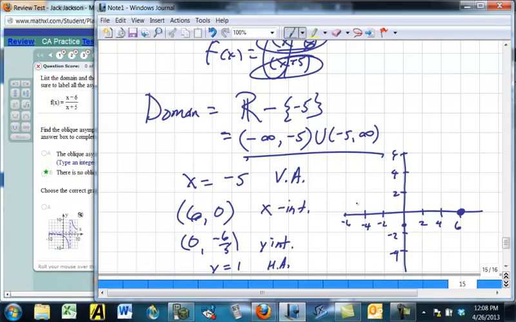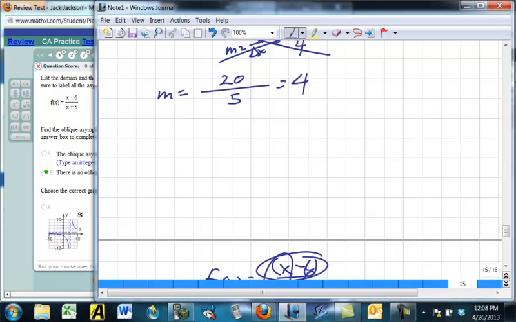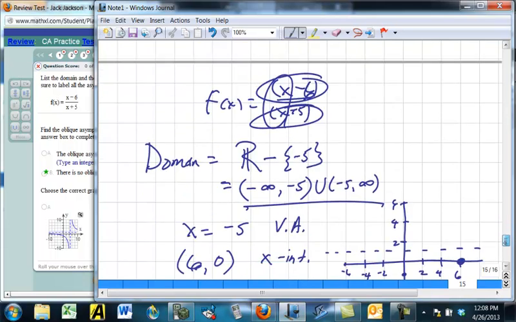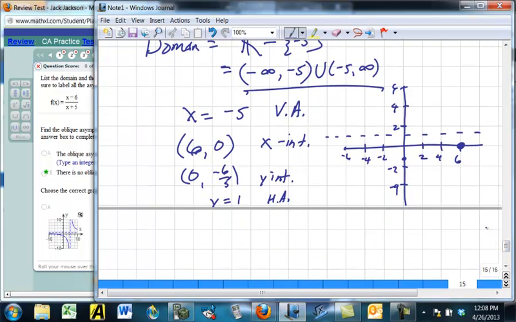y equals 1, horizontal asymptote. Oops, come back here. And x equals negative 5, vertical asymptote. Okay, now we're down here and here. My guess is from this that it's going to go up like that and come down here. We need to plot some points, but it looks something like that.